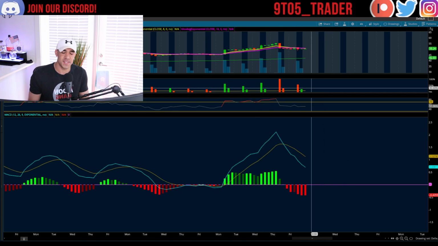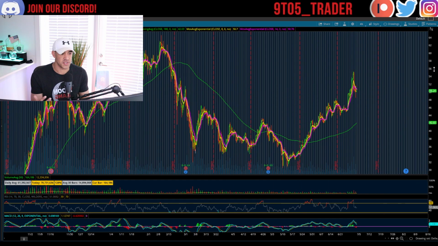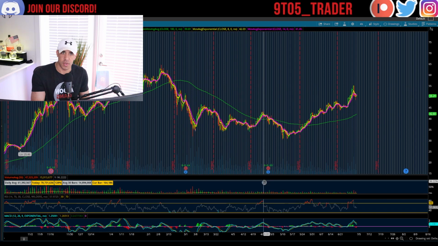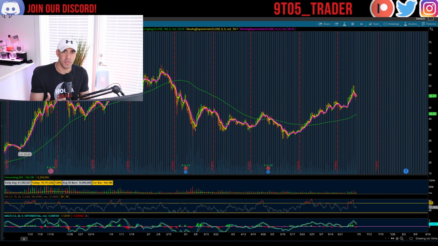So let's talk through the examples and tips, guys. I'm going to show you how I personally use it and kind of show you an example of how to interpret and read this indicator. So right here, I've pulled up on the chart NEO. If you haven't been able to tell already, I love NEO, guys.